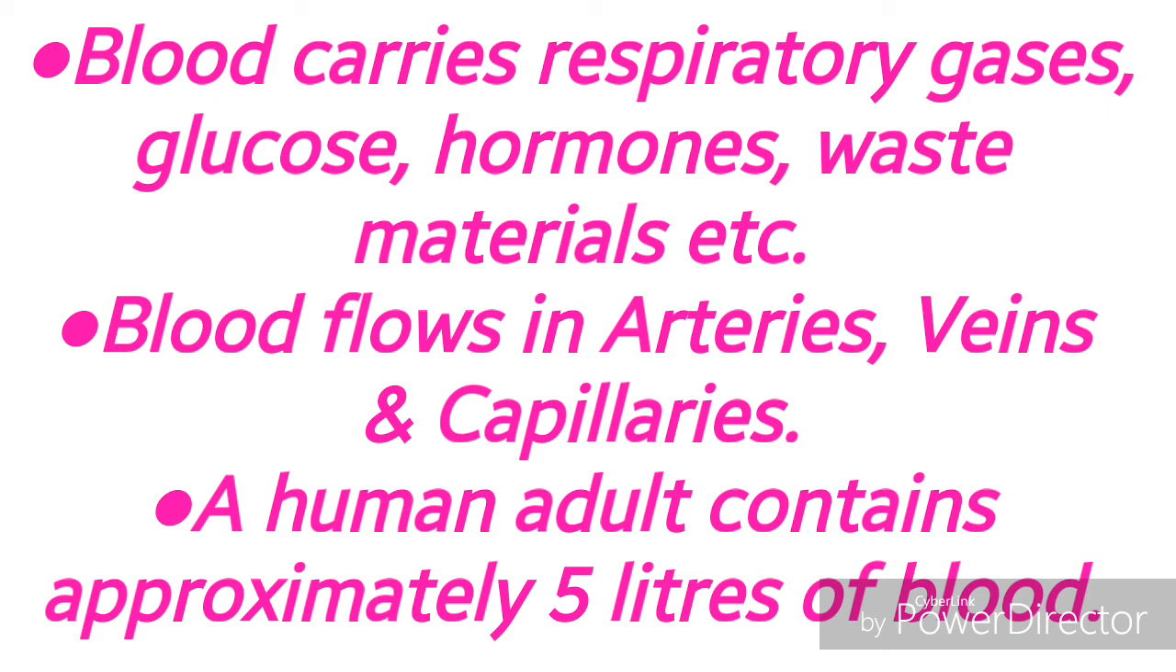Students, in human blood, 4 groups are there: A group, B group, O group, and AB group. Carl Landsteiner discovered A, B, O blood groups. Later, De Castello and Sturli discovered the AB blood group.